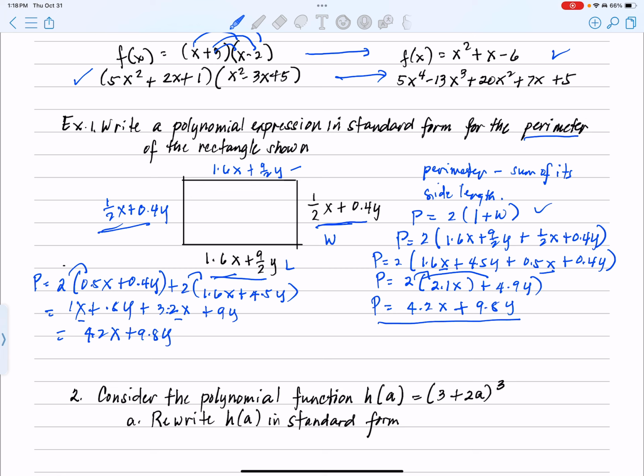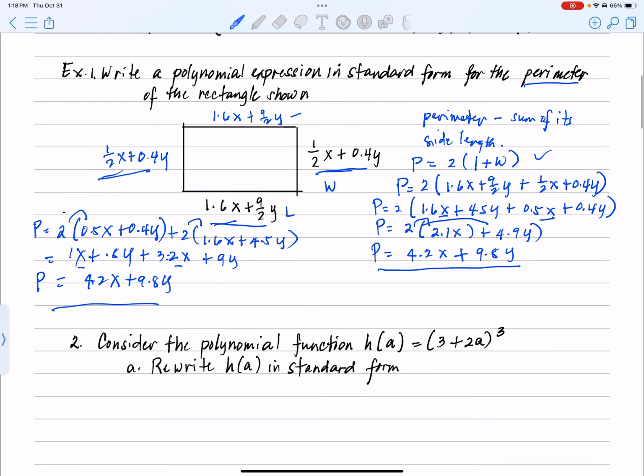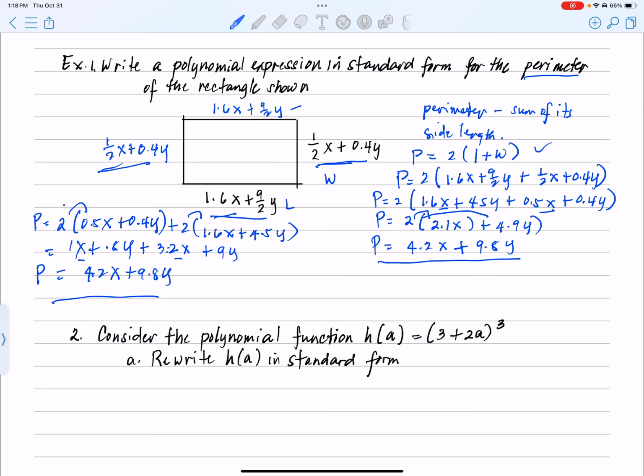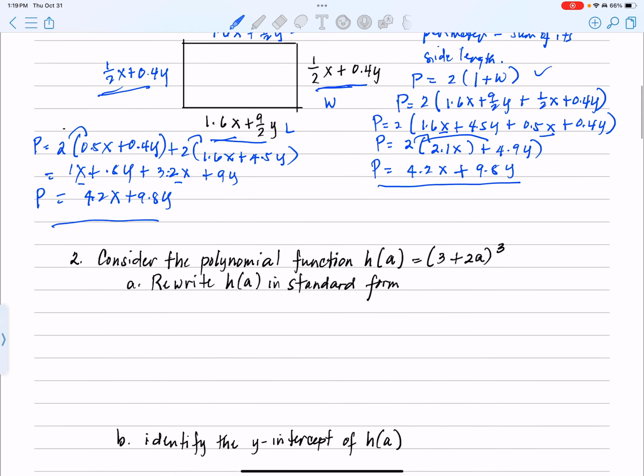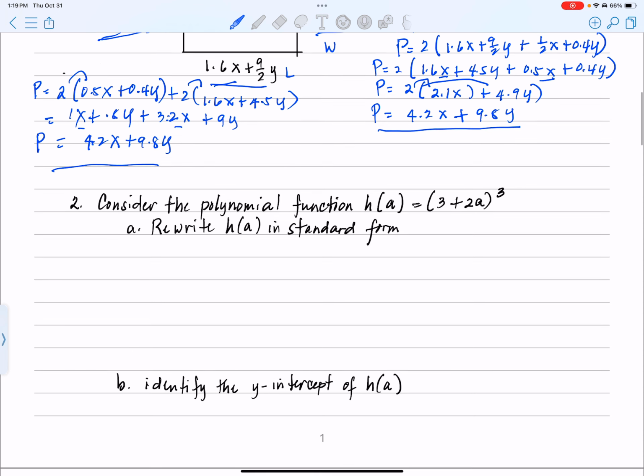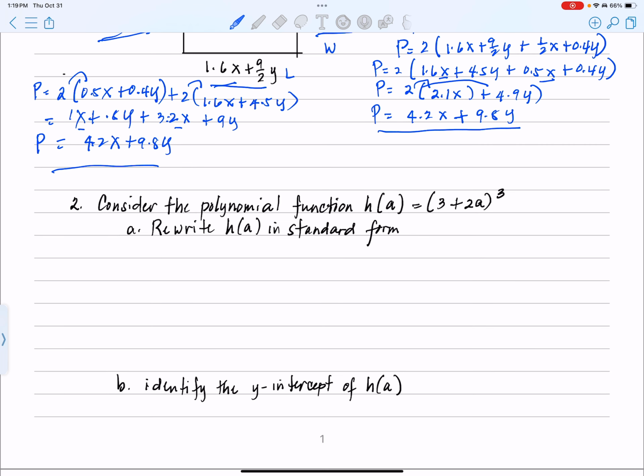So you are getting the same result. Whatever method that would be, you still come up with the same result, so long as the process is correctly done. Consider the following function. H of A is equal to 3 plus 2A to the third power. Rewrite H of A in standard form.